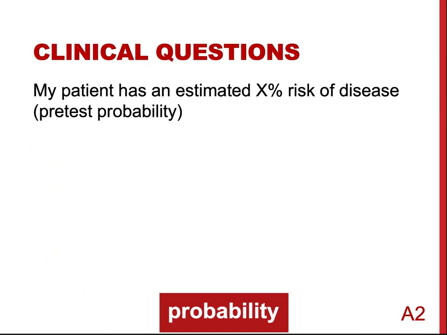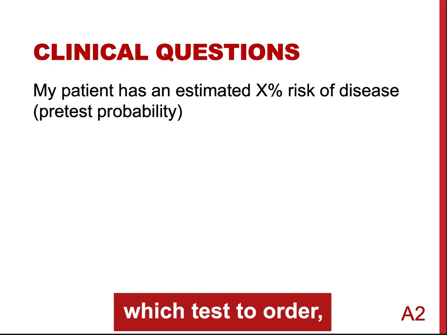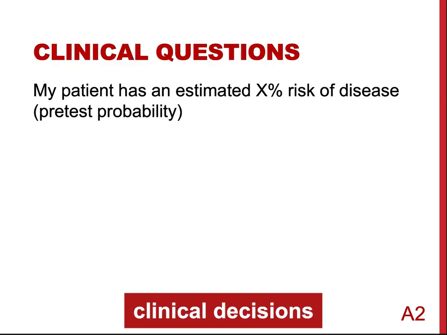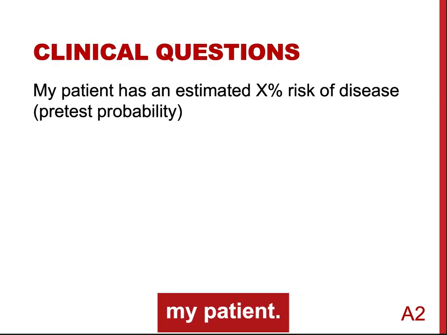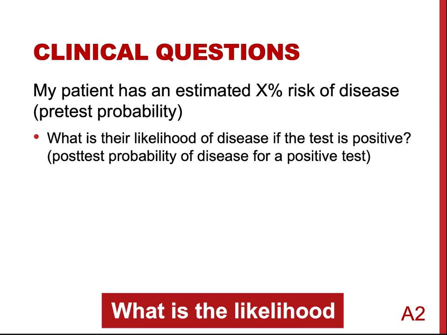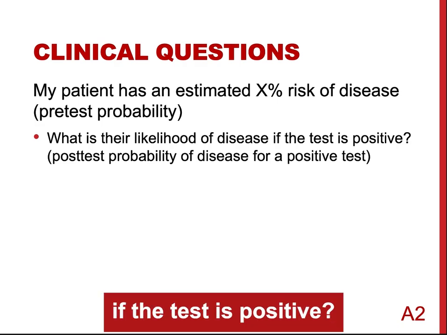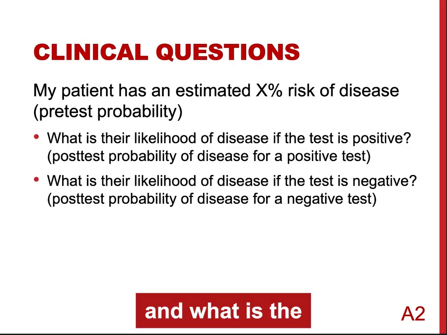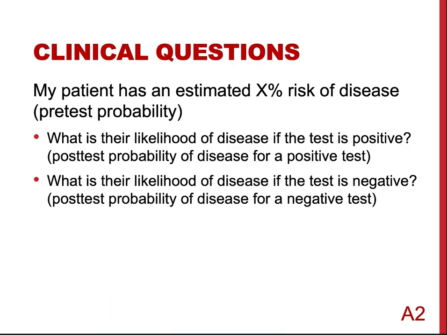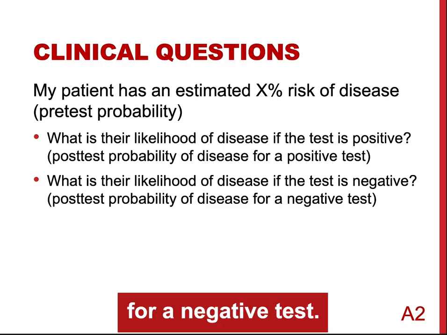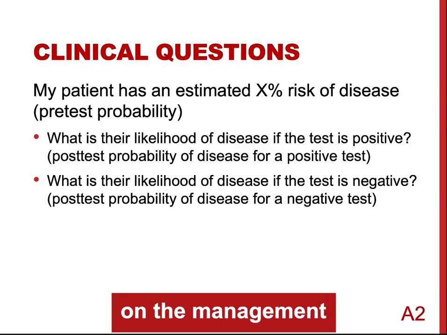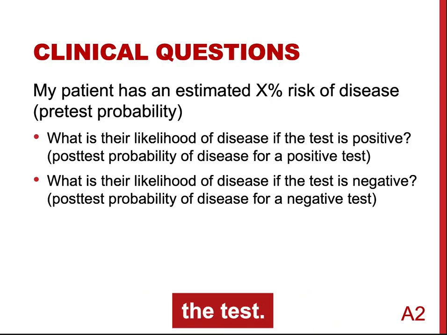After assessing disease probability in my patient and deciding which test to order, I find it helpful to think about the specific results that I need to make clinical decisions about disease probability in my patient. The two questions are: what is the likelihood of disease if the test is positive? This is the post-test probability of disease for a positive test. And what is the likelihood of disease if the test is negative? This is the post-test probability of disease for a negative test. It is important to understand the impact of the answers to these questions on the management of the patient before ordering the test. We'll keep these two questions in mind as we review the test characteristics.